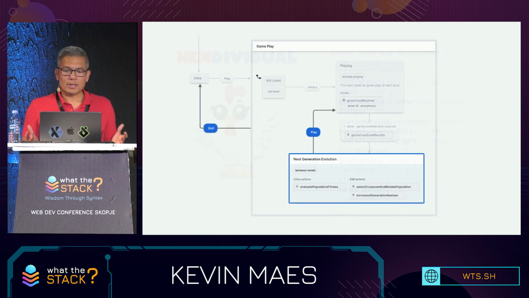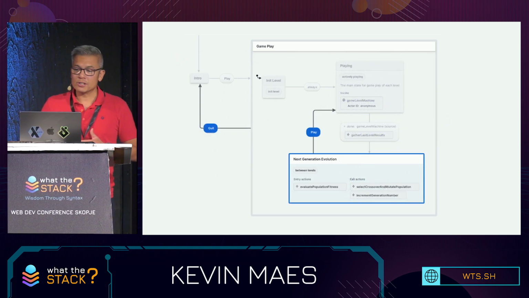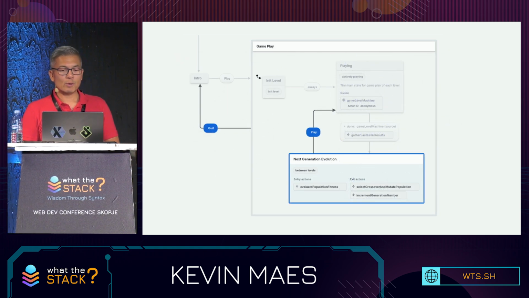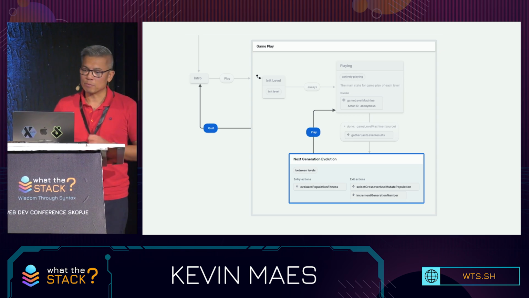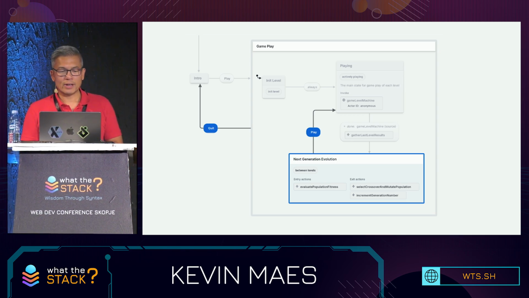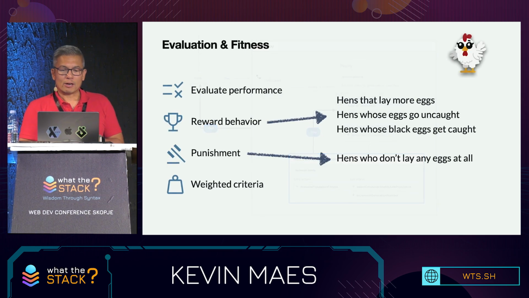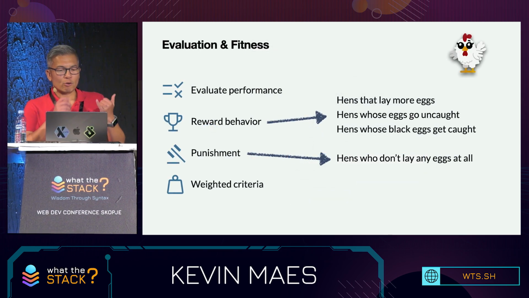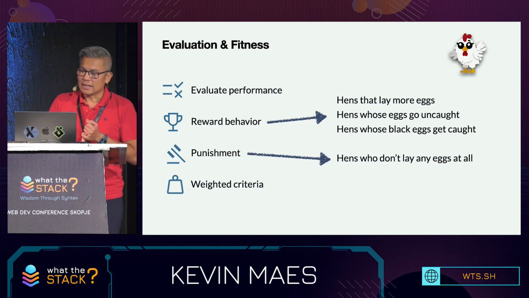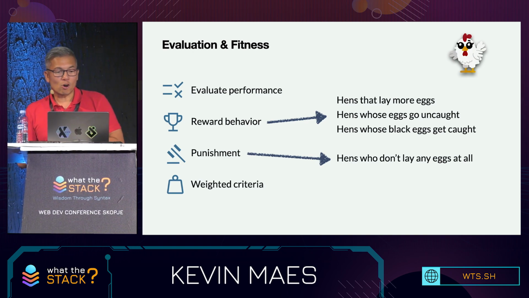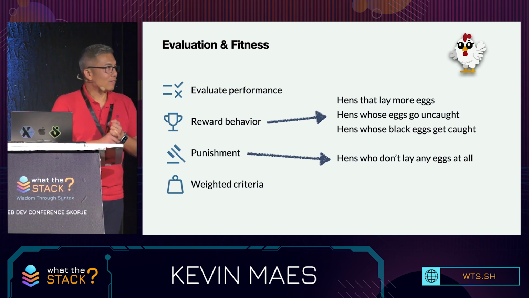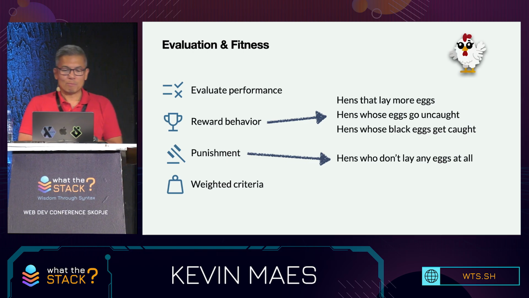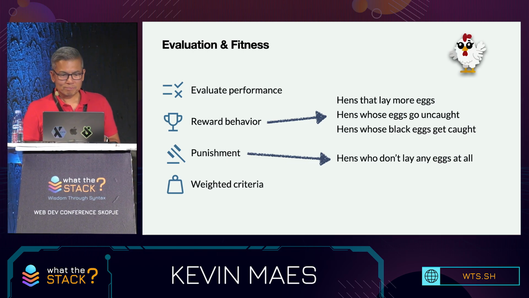And I inserted all the execution stages of the GA, like fitness evaluation, selection, crossover, and mutation, in between the levels of gameplay to produce a new generation of hens. Okay, I created a fitness function to evaluate performance after each level. I rewarded hens who laid more eggs. I rewarded hens if those eggs didn't get caught, or added a bonus if their black eggs got caught. I punished hens that didn't lay any eggs at all.